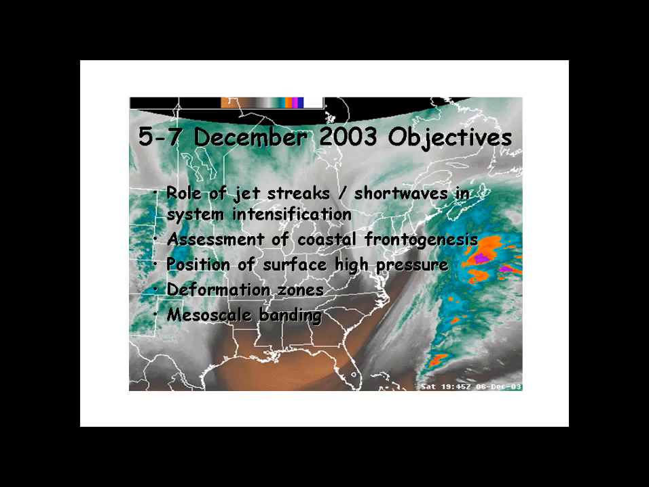Our objectives for this case are to look at the role of jet streaks and shortwaves in system intensification. In other words, what features can we see in the satellite imagery that are leading to this system intensifying? We'll assess coastal frontogenesis qualitatively by looking at the imagery. Position of the surface high, again, surface high pressure system was pretty important in this case. Deformation zones and mesoscale banding was also pretty important in this case.